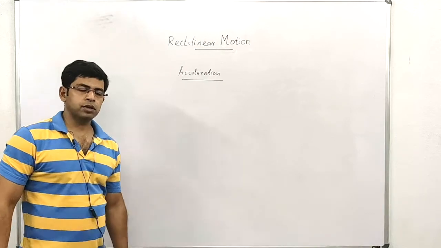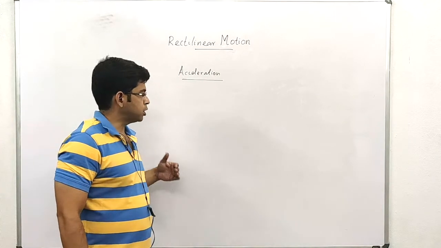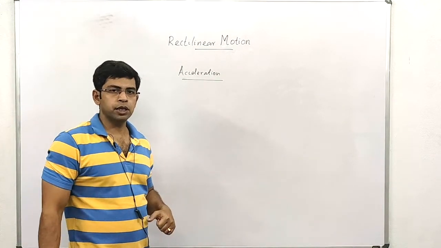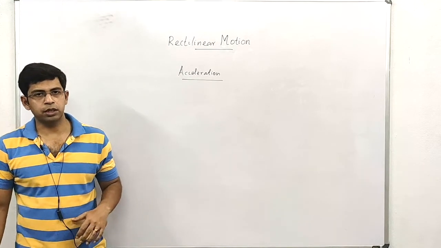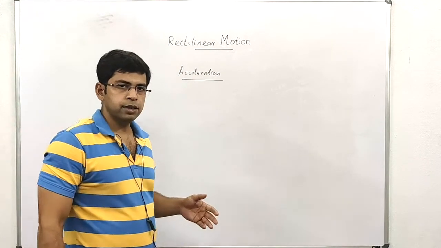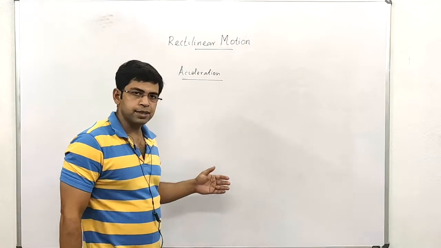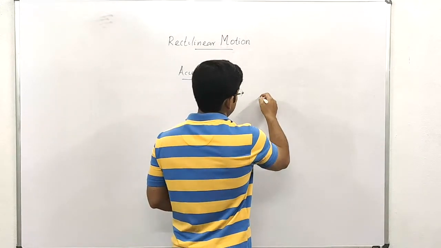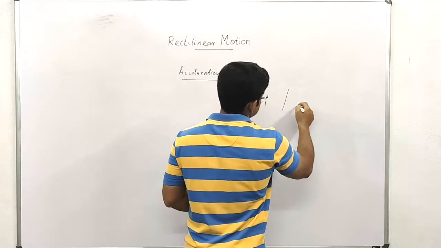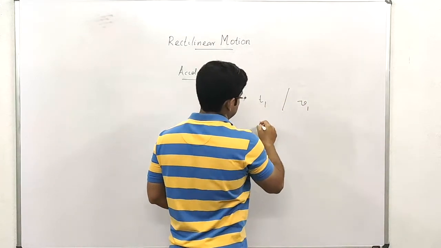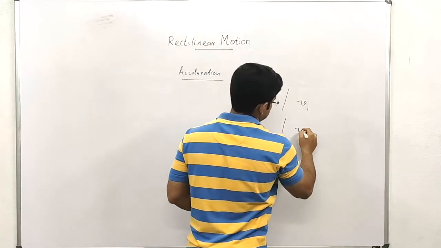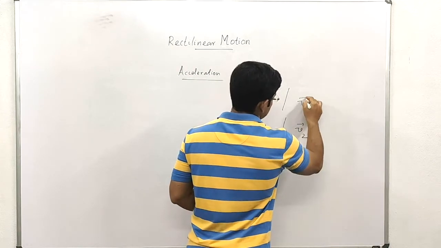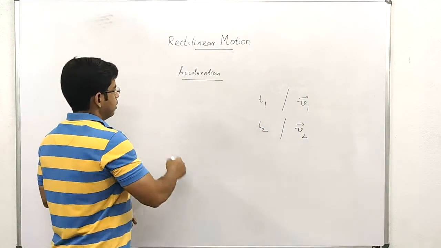Now if the velocity of a particle does not change in the course of its motion, then we say that the velocity remains constant. But if the velocity changes, then we say that the particle has an acceleration. Suppose say at time t1, the particle has a velocity v1, and at time t2, the particle has a velocity v2.